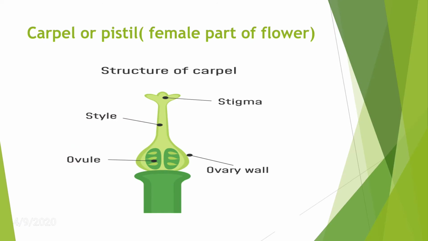Carpel. The other name of carpel is pistil. Carpel or pistil is the female part of a flower. Each carpel has a swollen base called the ovary, a long tubular structure called the style, and the knob-like tip of the style called the stigma.